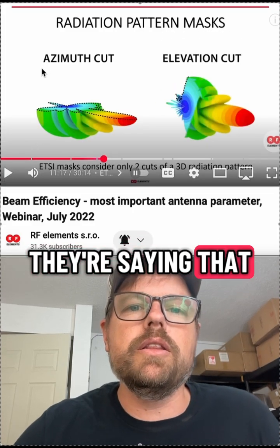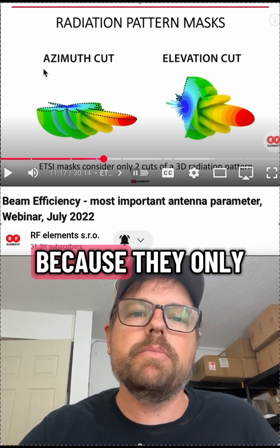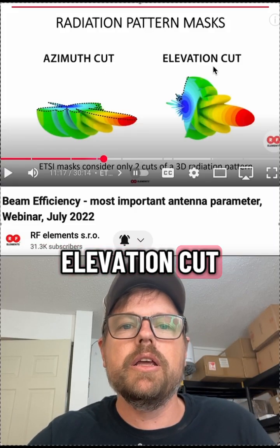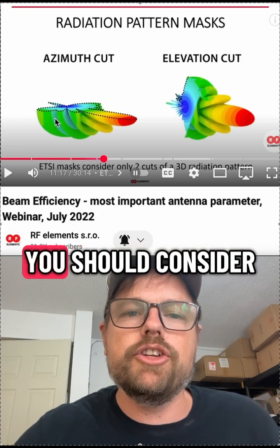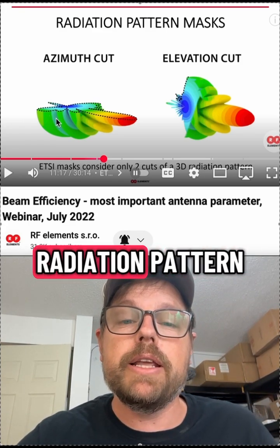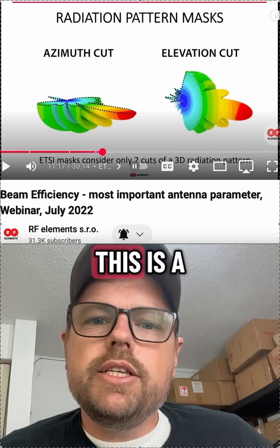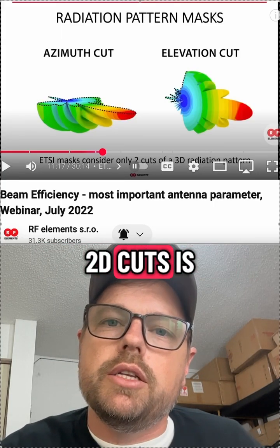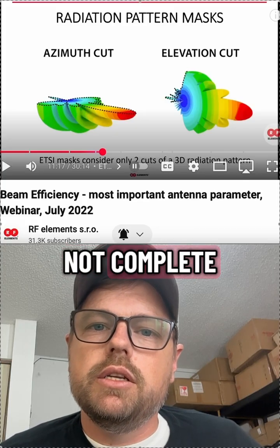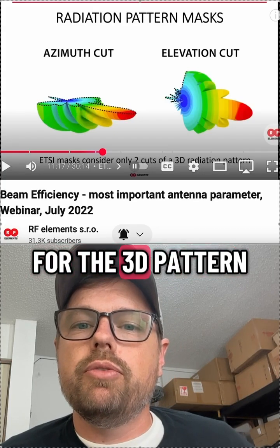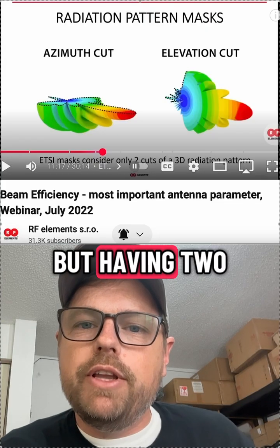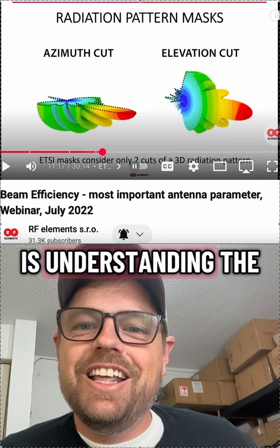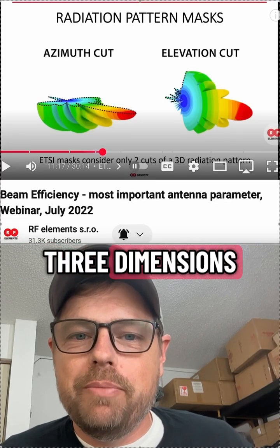So he's saying that ETSI masks are incomplete because they only consider the azimuth cut and the elevation cut. And I guess he's saying that you should consider the entire 3D radiation pattern. This is a little strange to me because he's arguing that having two-dimensional cuts is not complete and that you need to account for the 3D pattern. But having two-dimensional cuts is understanding the radiation pattern in 3 dimensions.